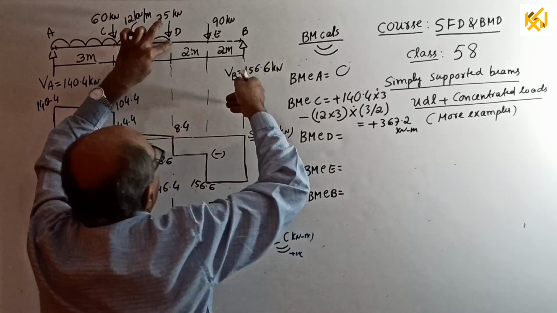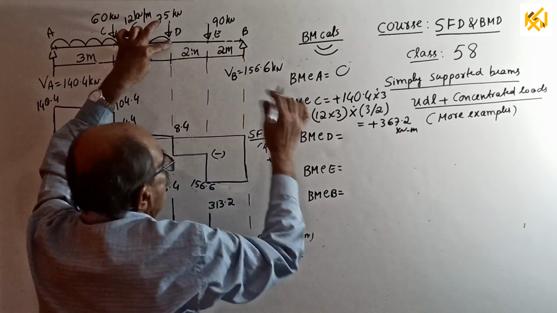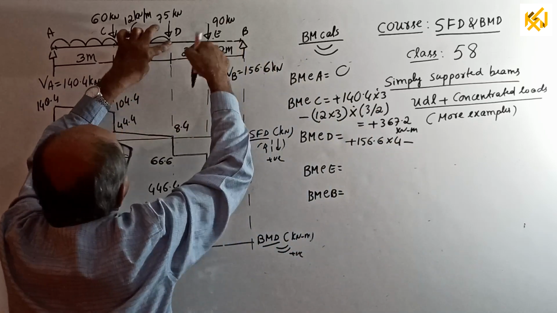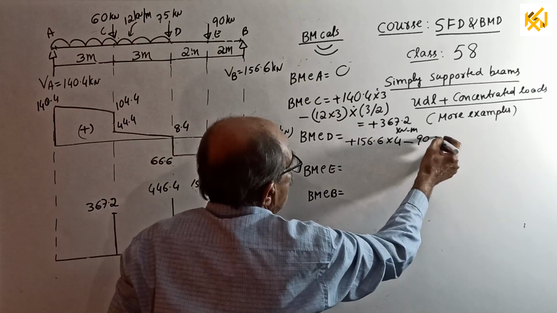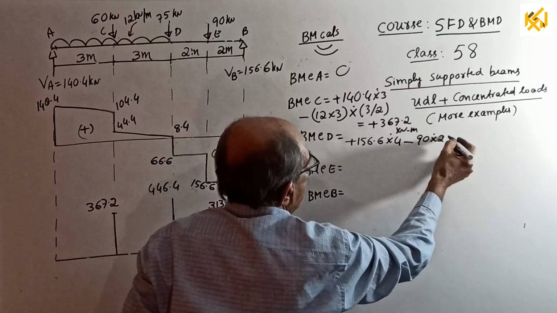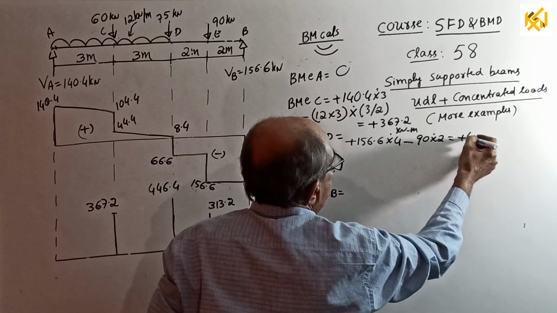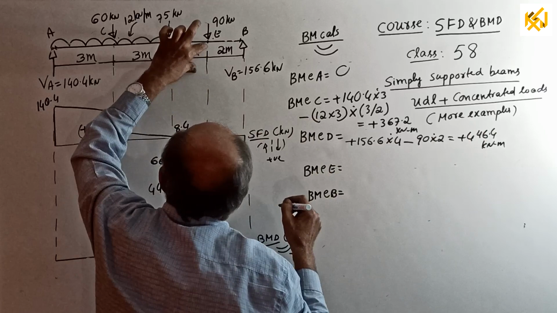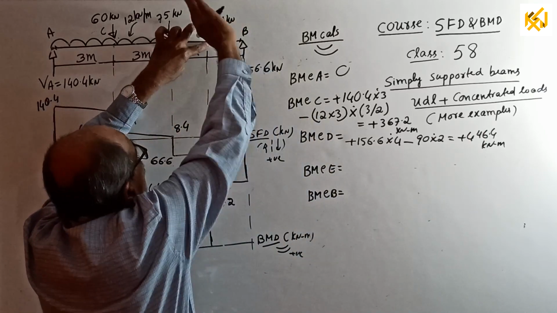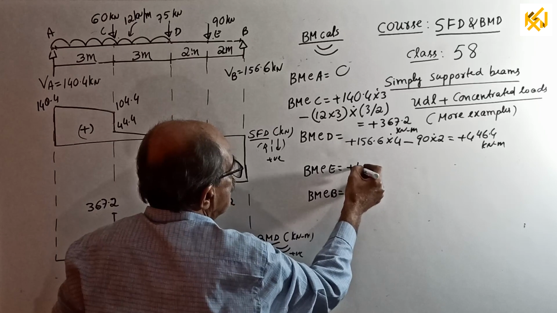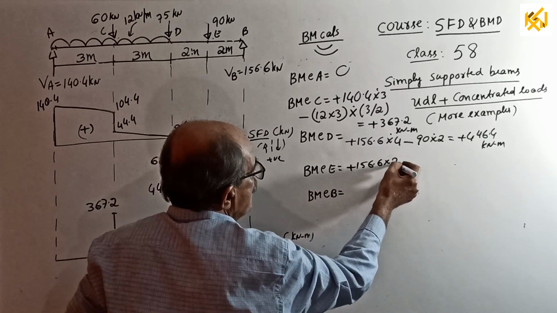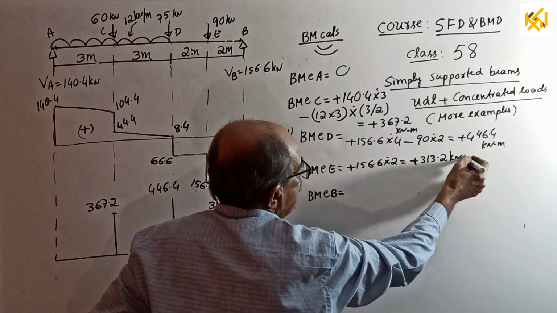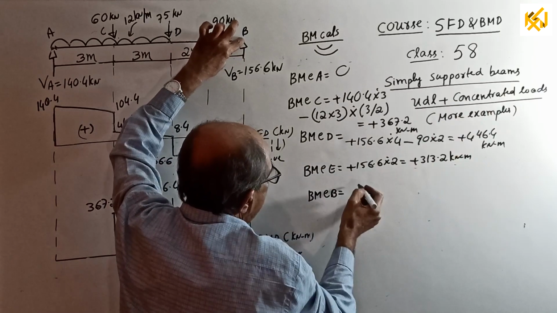Look this side. Plus 156.6 into 4 minus 90 into 2 equal to plus 446.4 kilonewton meter. BM at E, plus 156.6 into 2 equal to plus 313.2 kilonewton meter. BM at B, look this side, 0.